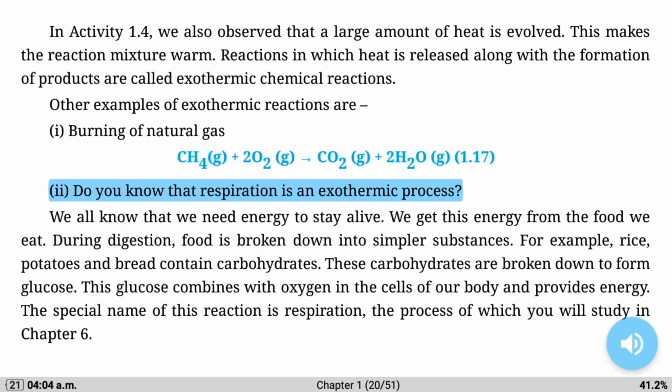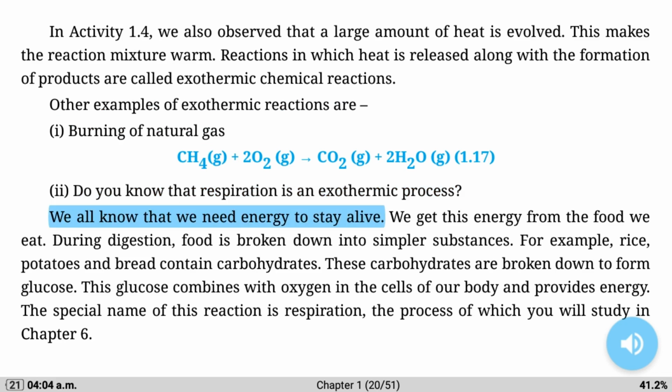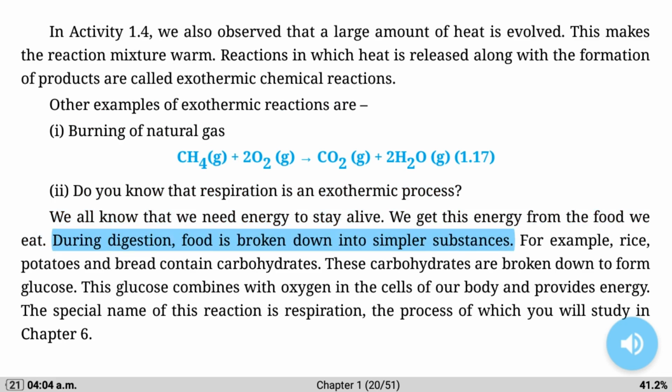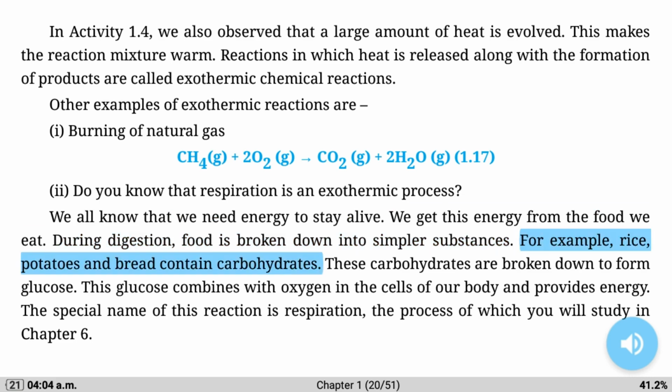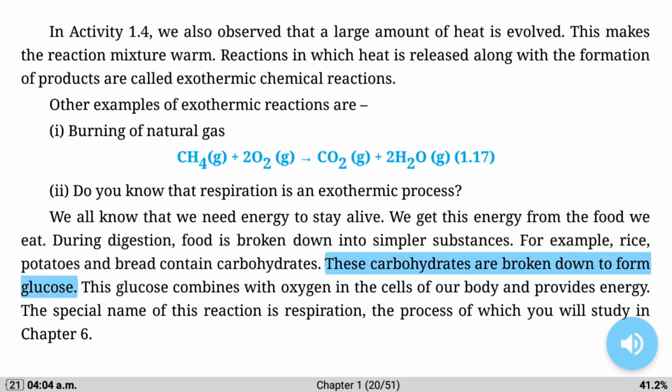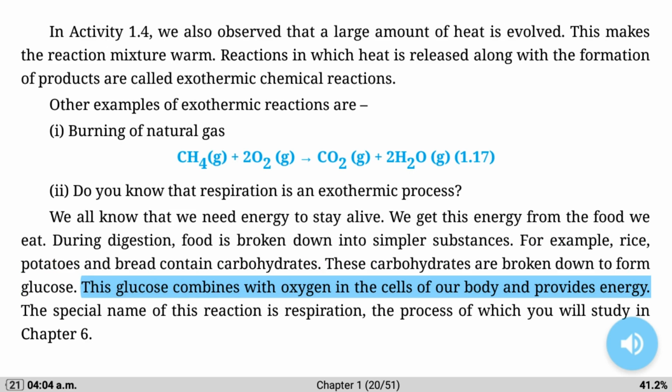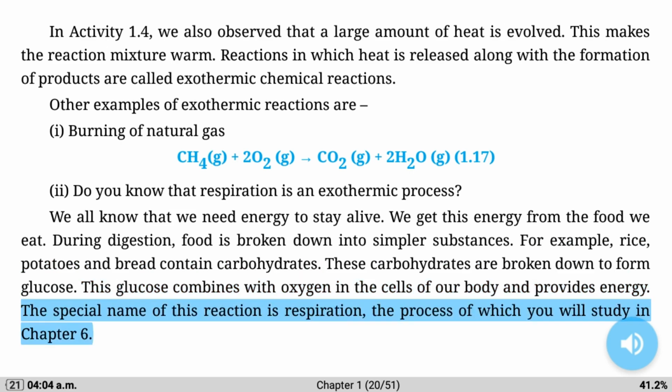(ii) Do you know that respiration is an exothermic process? We all know that we need energy to stay alive. We get this energy from the food we eat. During digestion, food is broken down into simpler substances. For example, rice, potatoes and bread contain carbohydrates. These carbohydrates are broken down to form glucose. This glucose combines with oxygen in the cells of our body and provides energy. The special name of this reaction is respiration, the process of which you will study in Chapter 6.